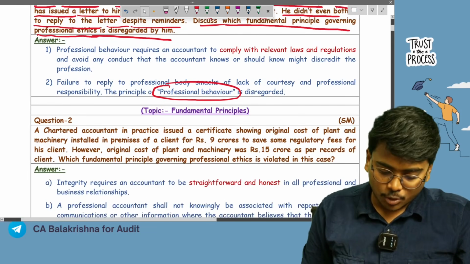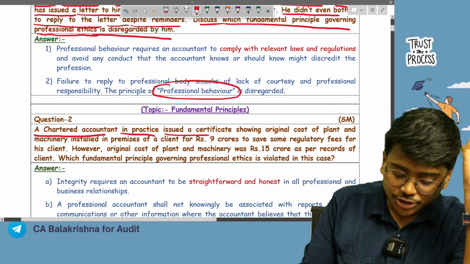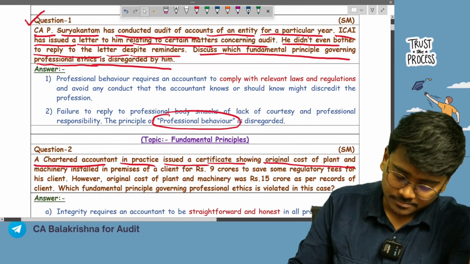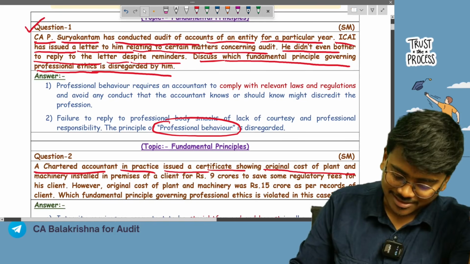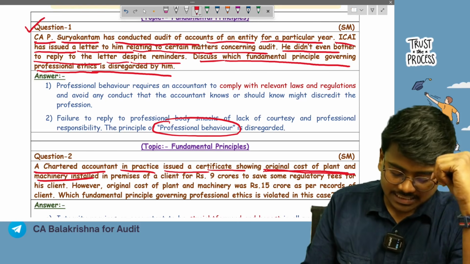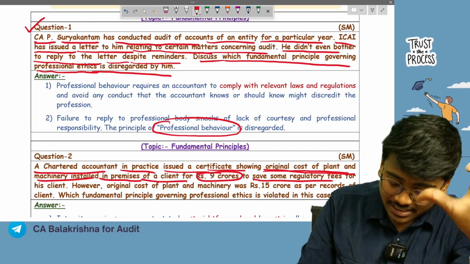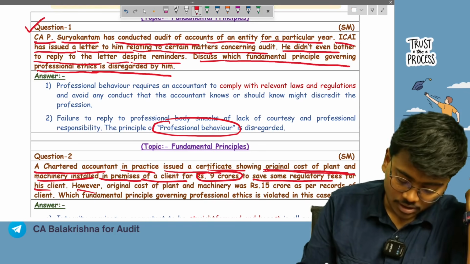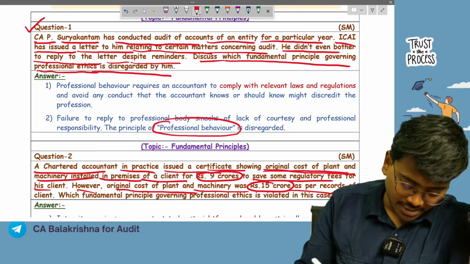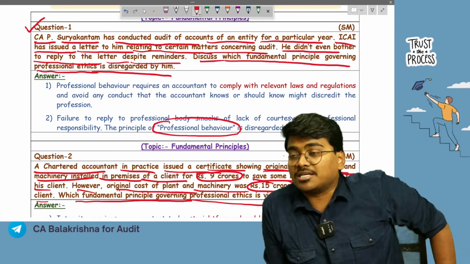Next, question number 2. A chartered accountant in practice issued a certificate showing original cost of plant and machinery installed in premises of client for 9 crore to save some regulatory fee for his client. However, original cost of plant and machinery was 15 crore as per records of client. Which fundamental principle governing professional ethics is violated in this case?